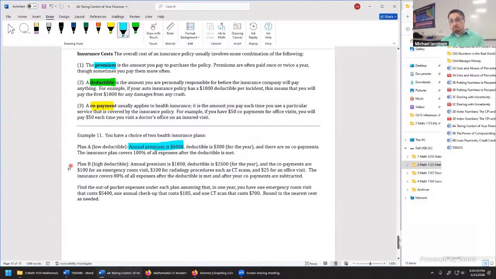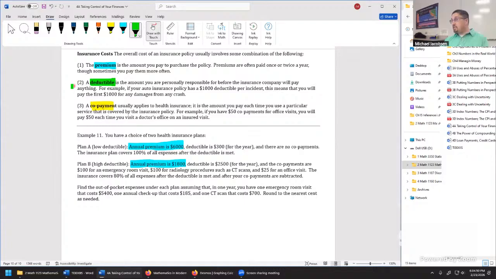Whereas Plan B, it's high deductible. So the deductible changes by a lot from $300 in Plan A to $2,500 in Plan B, but the premium is a little bit more manageable at $1,800. So that's the premium, the amount we have to pay out of pocket. A lot of times for health insurance plans, these are possibly just a monthly payment that you'd have to make. But we're looking into this all as a yearly cost.